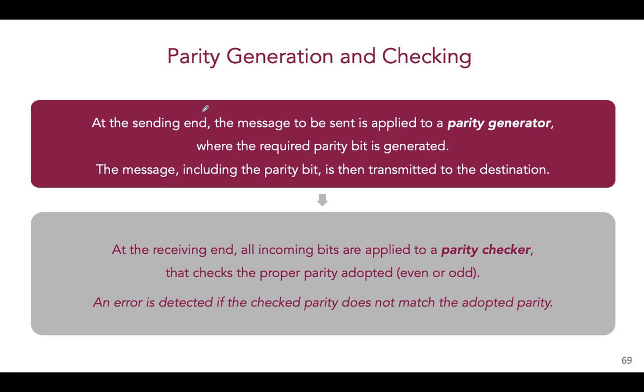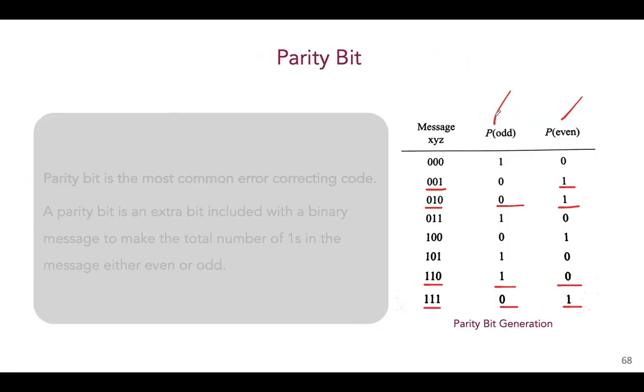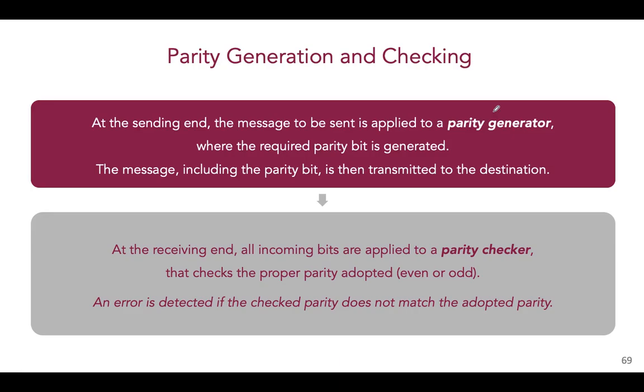So on the sending side, suppose the parity adopted is odd parity, right? Odd parity. The point is to make the number of ones in the message odd. The fact that on the sending end odd parity is adopted is transmitted to the destination. So now the destination also knows that the sender has adopted odd parity, which means that it will be expecting the message to have an odd number of ones. That is what odd parity means.